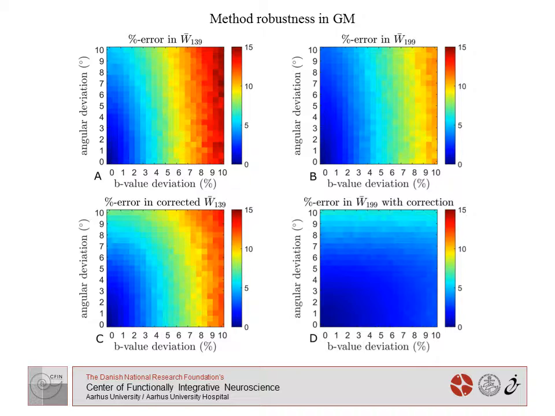This shows that the 139 error landscape can be flattened somewhat, so that the large error seen for a high b-value deviation is removed somewhat, but large errors remain, whereas in the 199 case in D, we see that the correction scheme is able to almost completely remove the high error region, so that even quite bad datasets can be used for 199 estimation.